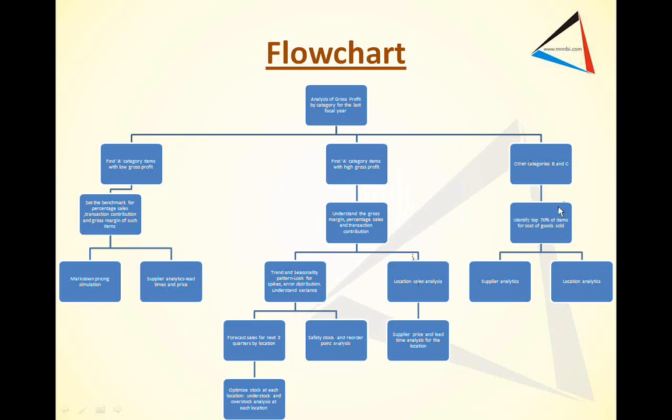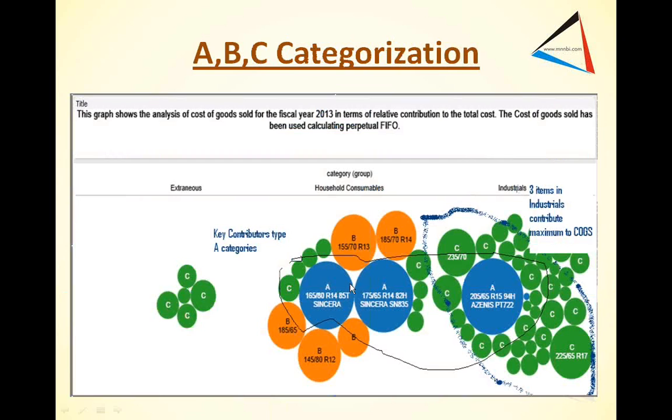For items B and C, we would look at only the top 70% of the items and then do supplier and location analytics with it. So now this is actually a cost of goods sold diagram across all the items. And as you can see, category A items contribute a lot.